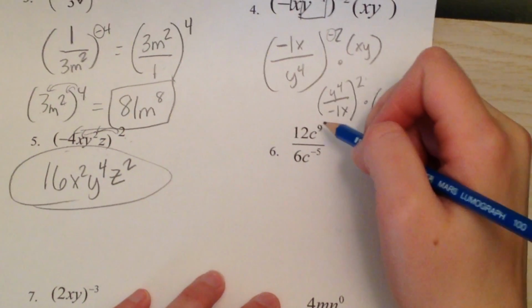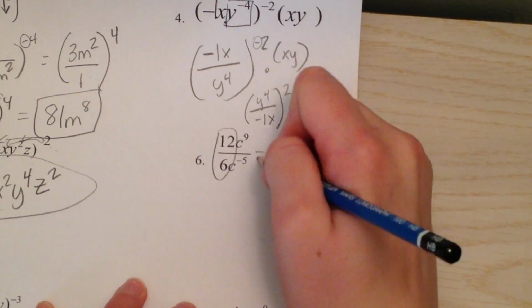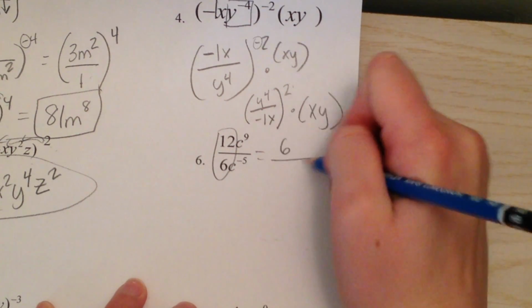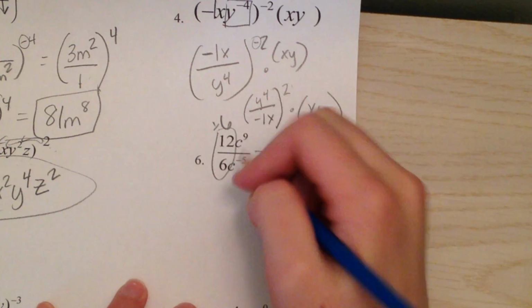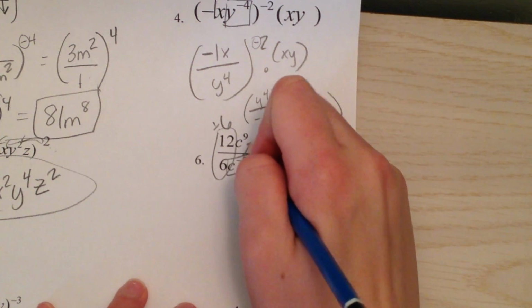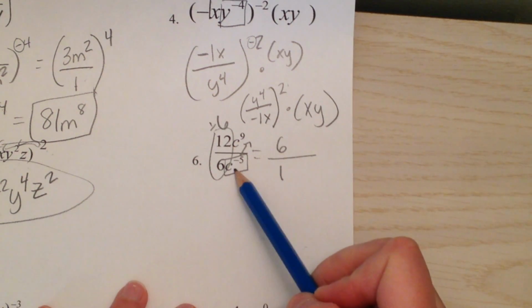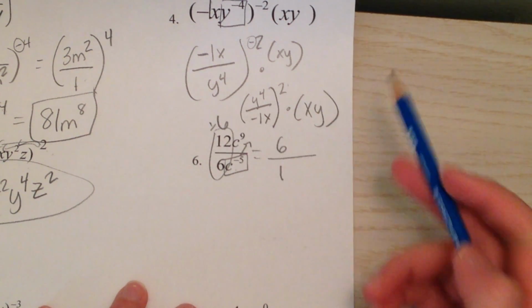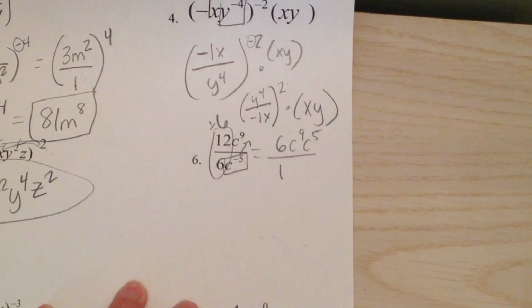Our next one, I've got a fraction, so I'm going to try to reduce what I can. I see 12 over 6, that's going to become 6 over 1. So those were both divisible by 6. Then I've also got this negative exponent. That should move up. So any time you see a negative exponent, just flip whatever side of the fraction it's on. So I really have a c to the 9th and a c to the 5th on top.